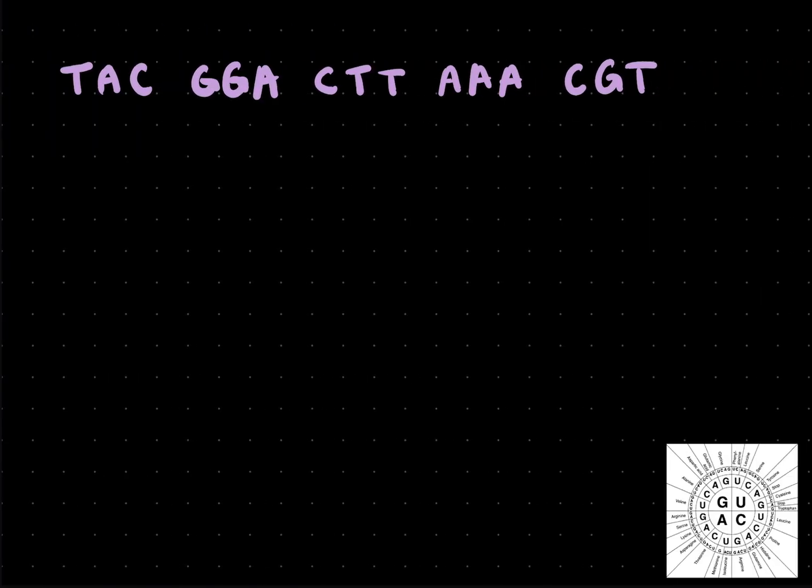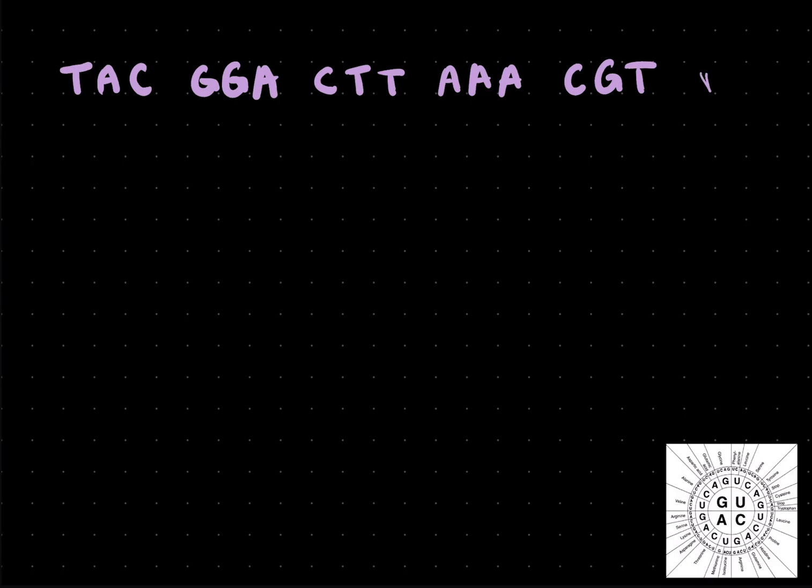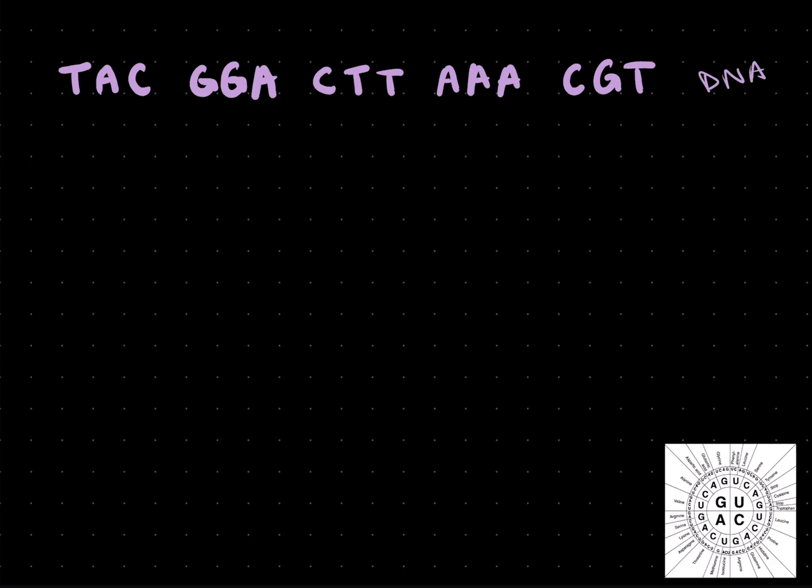So let's do one together. This is a DNA strand. We know that this is a DNA strand because it has T's in it. If it were an RNA strand, it would have U's in it instead. And so you have to double check your question here.